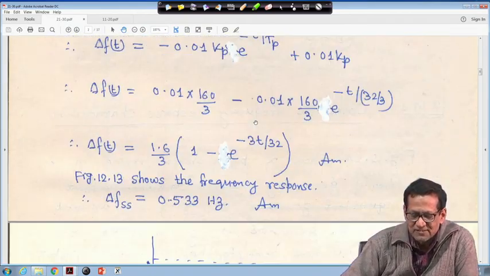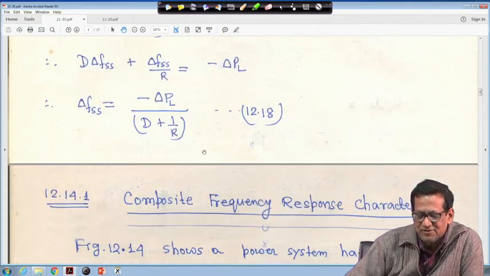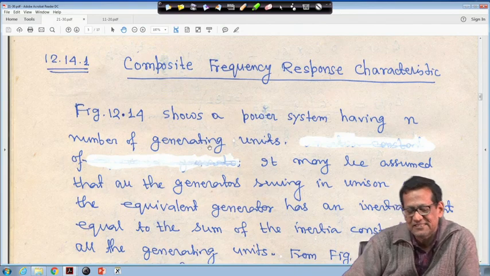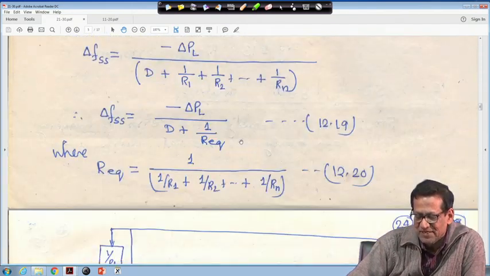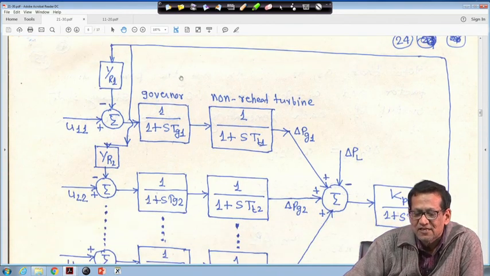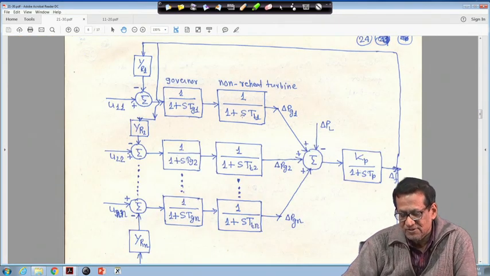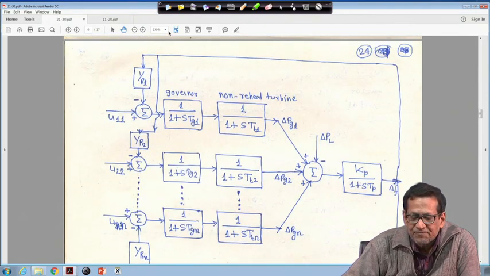So, this I explained, and delta PGSS is also explained. Now, composite frequency response characteristic. Fourth figure: first let me go to the figure, and let me reduce this such that the whole thing will come together. Just hold on.